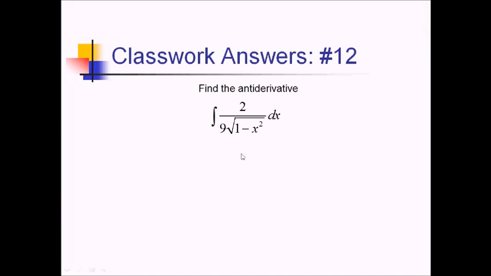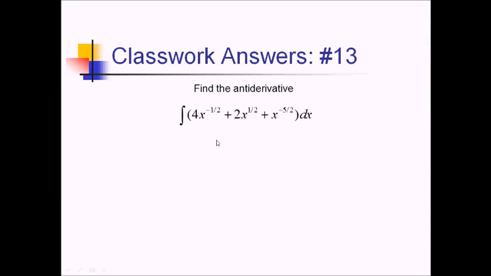For this problem, we've essentially got 2/9 times 1 over the square root of 1 minus x squared. The antiderivative of 1 over the square root of 1 minus x squared is going to be arcsine. So this is just going to be 2/9 times arcsine of x plus c.